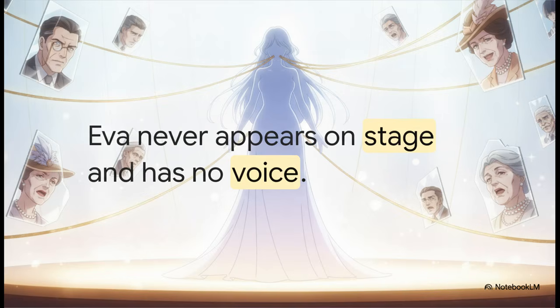Which brings us to Priestley's ultimate point about gender inequality. The most profound symbol of her oppression is that Eva never actually appears on stage. She has absolutely no voice in the play. Her entire history is pieced together through the testimonies of the very people who exploited her.